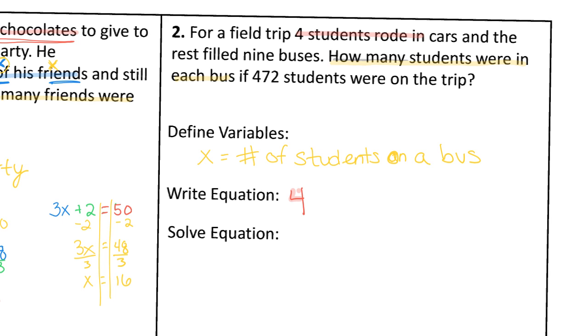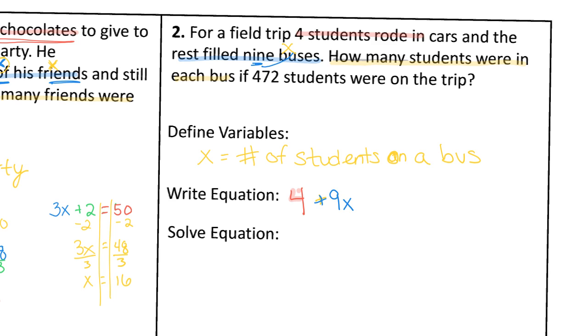Then the rest filled 9 buses. Remember, X is the number of kids on a bus. So the rest would be addition. So we should be adding 9x. And it's 9x because it's 9 buses.